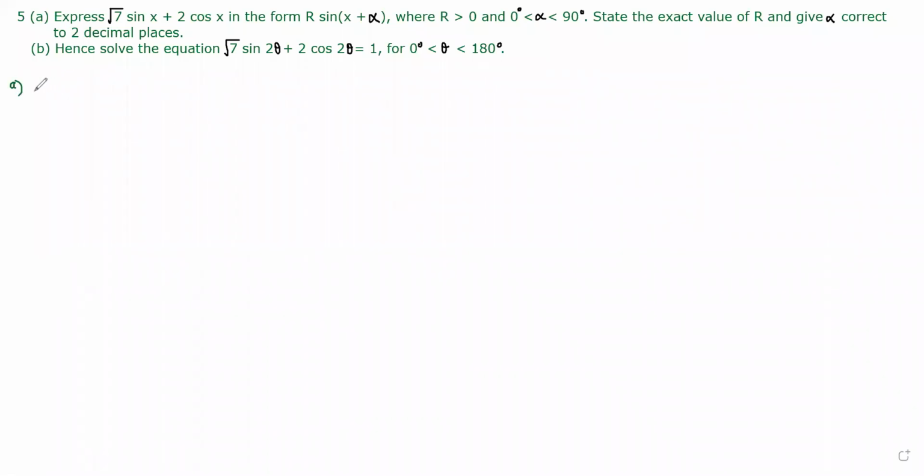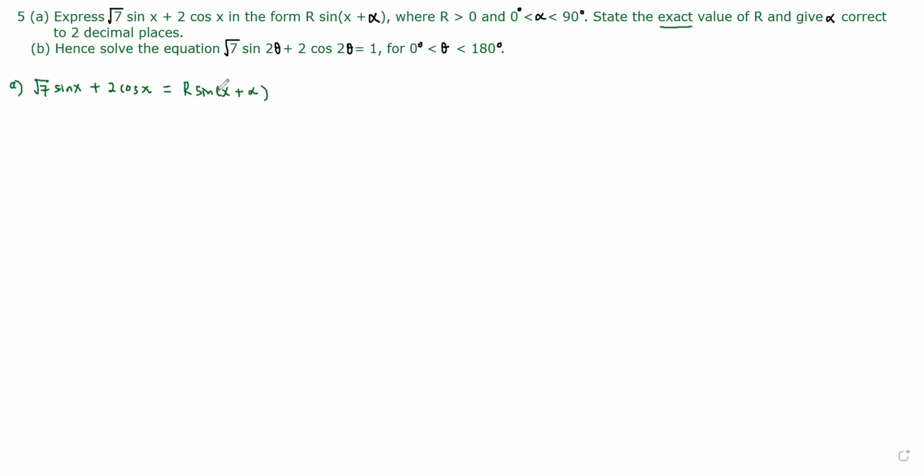Part A, we have square root of 7 sine x plus 2 cos x, and we need to write it in the auxiliary angle form of R sine of x plus alpha. R is positive and alpha is acute. We need to state the exact value of R, and alpha must be correct to 2 decimal places.